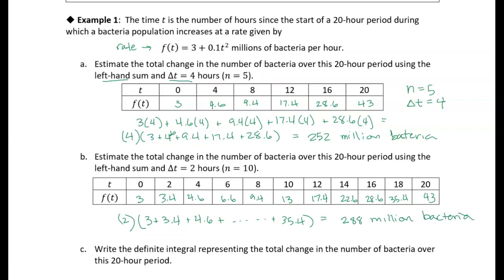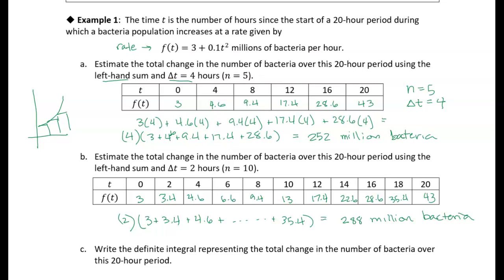So that's going to be a better estimate. You can tell this is an increasing function. Since it's a parabola, I'm going to end up with something that looks like that. And so the left-hand sums are always going to be an underestimate, because it's an increasing function. So these are both underestimates of the actual one.